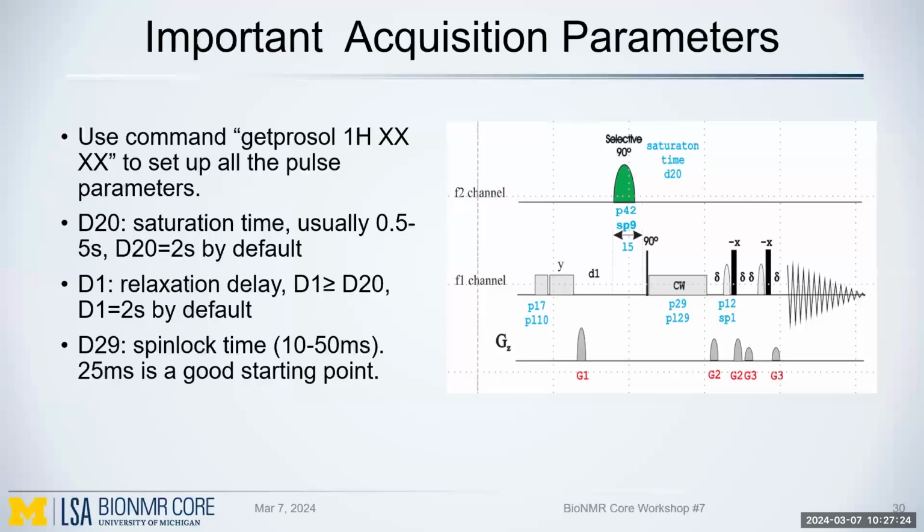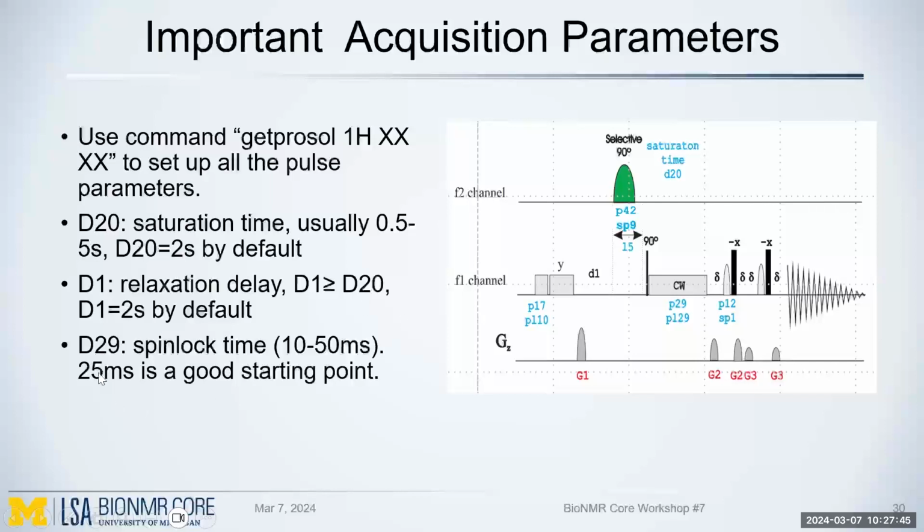And the next important parameter is called D1, relaxation delay. That's the delay between each scan. The D1 needs to be equal to or higher than D20. And so by default, it's set to 2 seconds. If you set D20 to like 5 seconds, then D1 also needs to be set to 5 or higher than 5.